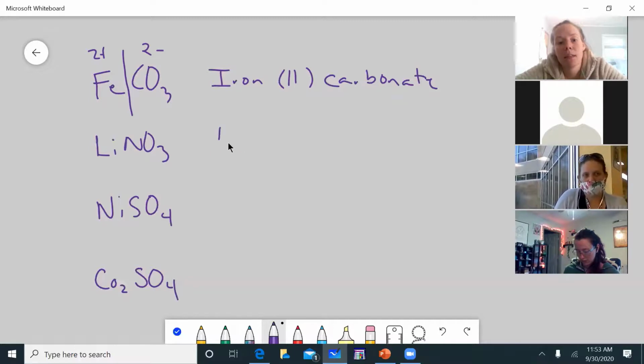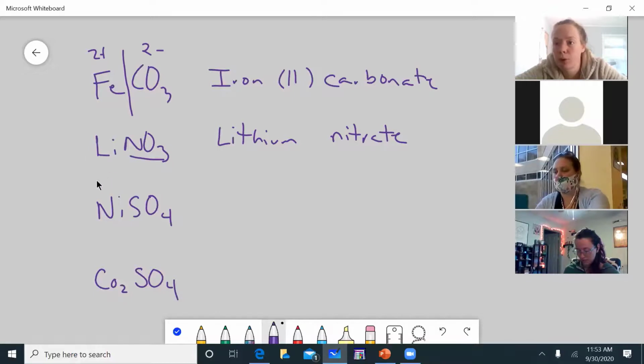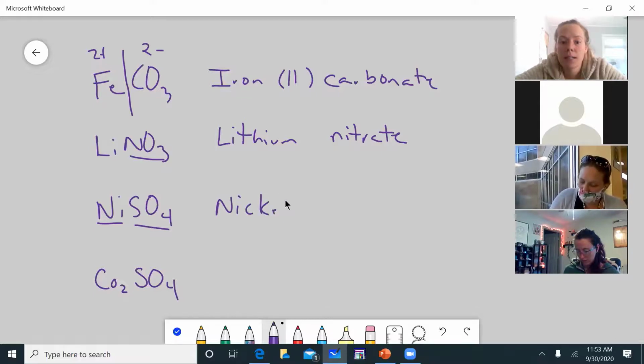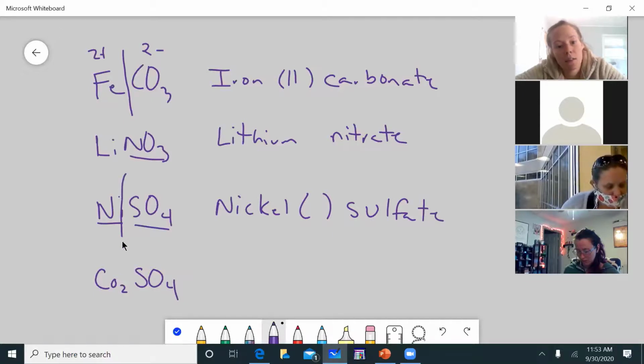This thing here, we have lithium. And we've got nitrate. That's the polyatomic ion nitrate. There's no Roman numeral for that. Here's nickel and here's sulfate. Nickel, we need to identify the charge though. I'm just going to write sulfate. That line is supposed to be over there. So sulfate is always a 2- charge. So this nickel is a 2+. So we're at nickel(II) sulfate.